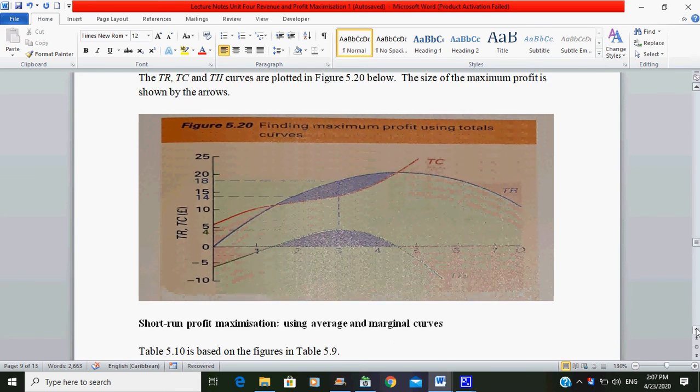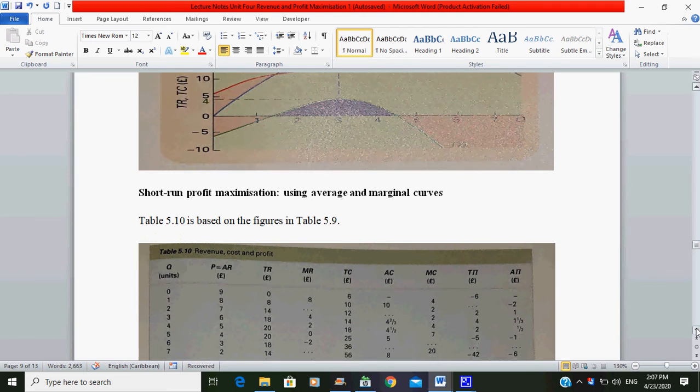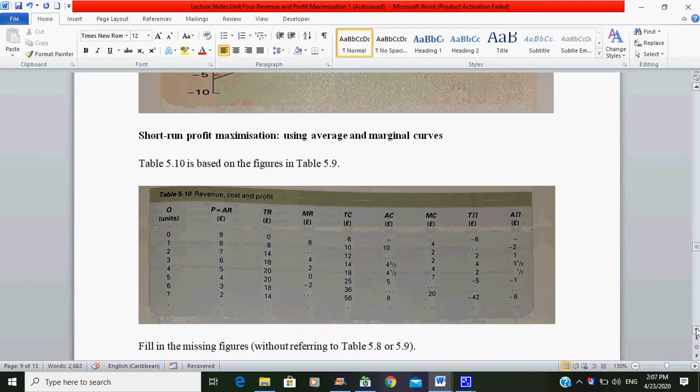We're going to look at short run profit maximization now, using average and marginal curves. Now, table 5.10 is based on figures in table 5.9. So you have put in the quantity, the price, total revenue, and also the total cost. Now we're going to fill in the missing figures without referring to table 5.8 or 5.9.